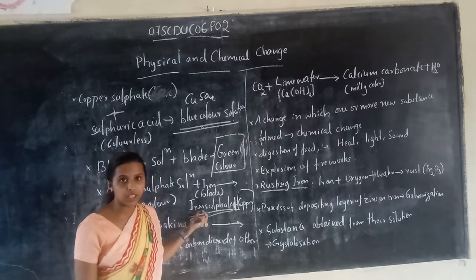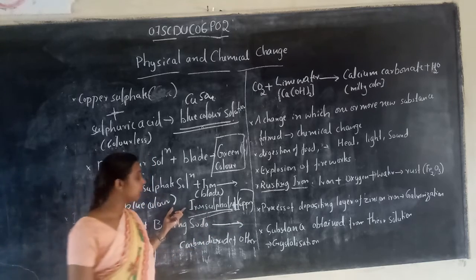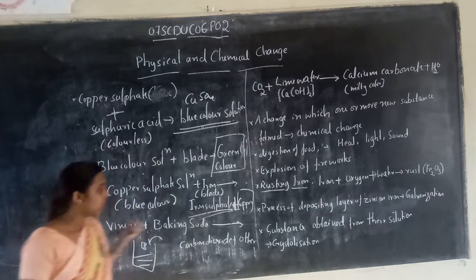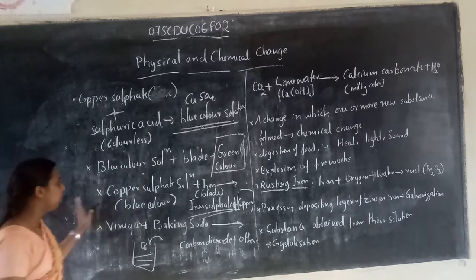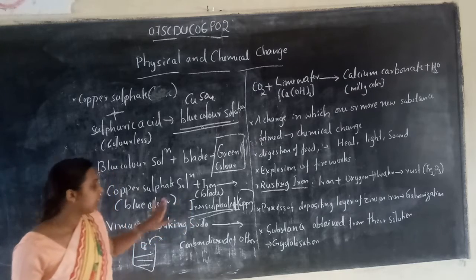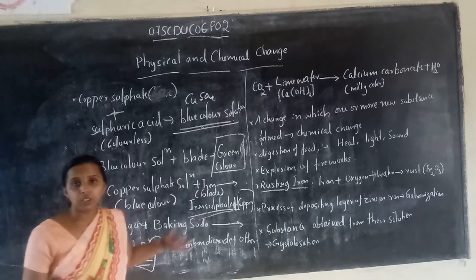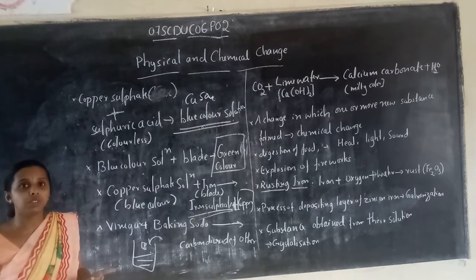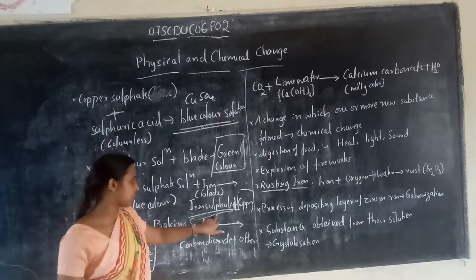So here we get two products. The blue color copper sulfate solution treated with an iron blade gives iron sulfate. So here also we get a new substance.